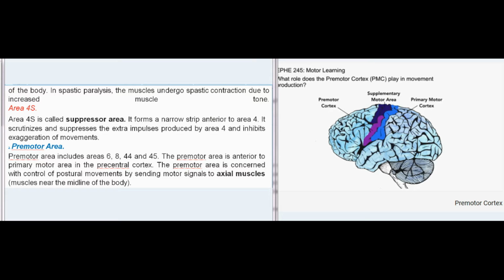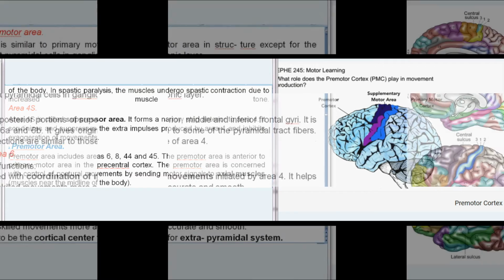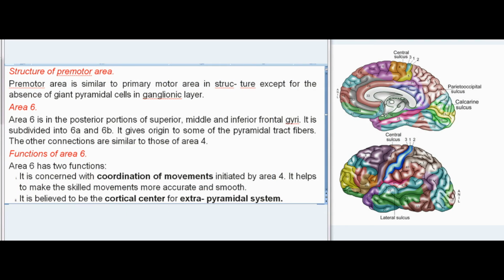It scrutinizes and suppresses the extra impulses produced by area 4 and inhibits exaggeration of movements. Premotor area. Premotor area includes areas 6, 8, 44, and 45. The premotor area is anterior to primary motor area in the precentral cortex. The premotor area is concerned with control of postural movements by sending motor signals to axial muscles, muscles near the midline of the body. Structure of premotor area.